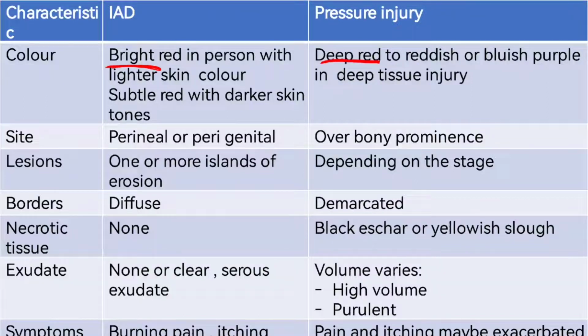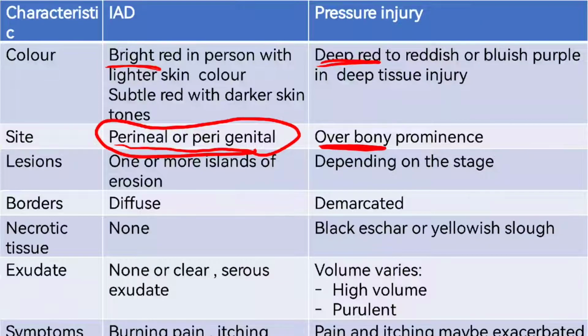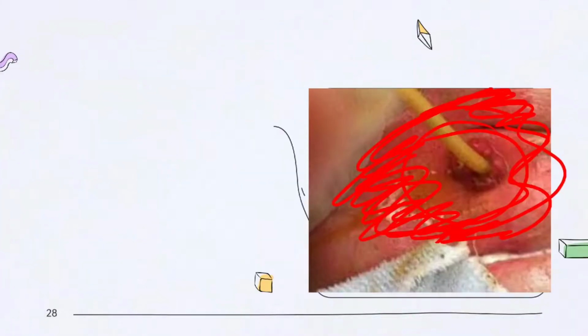And then, the pressure injury is deep red. Okay? Now, the location, the site. Where is the site for this one? Both can be perineal. Here, again, bony prominence.